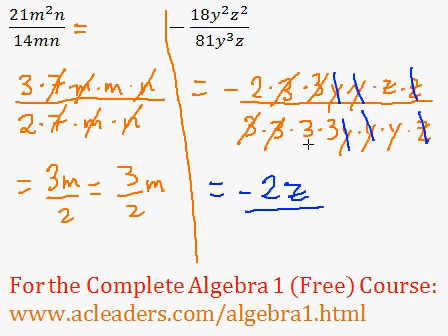And down at the bottom we have 3 times 3, so we have 9y, and that's it. So the final answer is negative 2z over 9y.